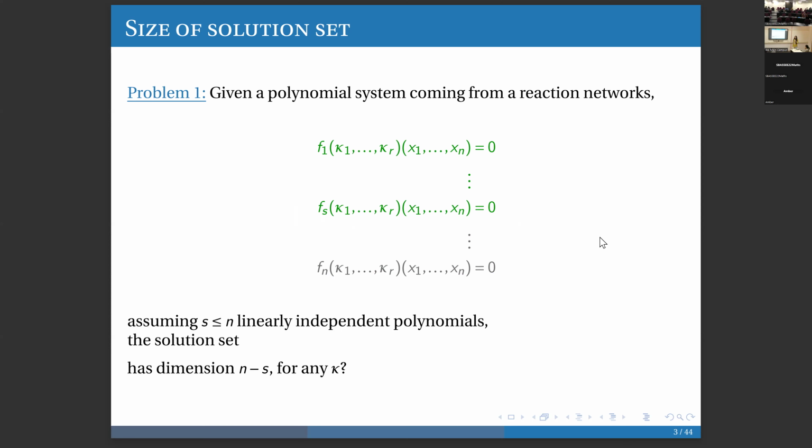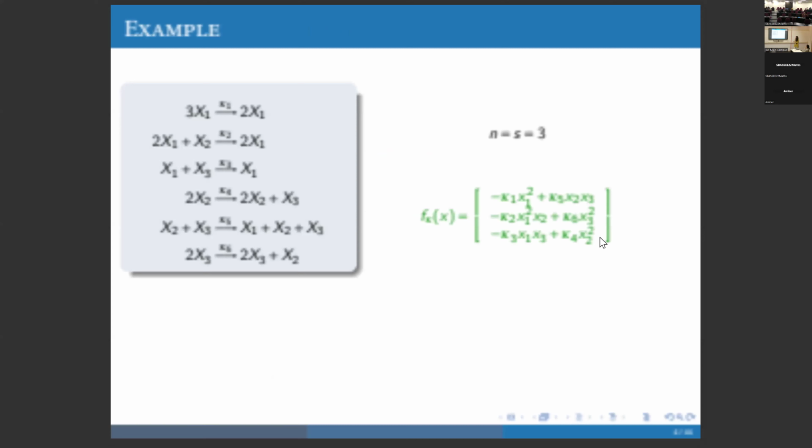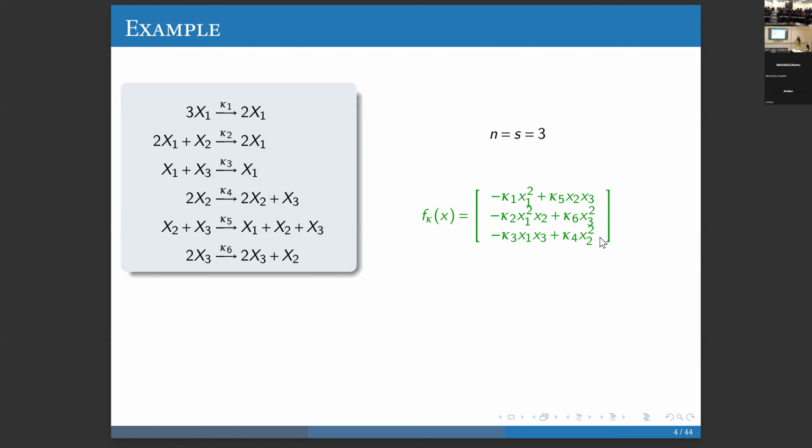So if I have s linearly independent polynomial equations in n variables, does the number of equations give me the codimension here? That is the question. Is that true for any k? It's not true for all k. There are examples of networks where it can still happen that the equations are algebraically dependent. This is one of those examples. I don't expect you to do all the computations, but the slides are there for you, so you can go back to them. Just trust me for now, this is the system that you get.